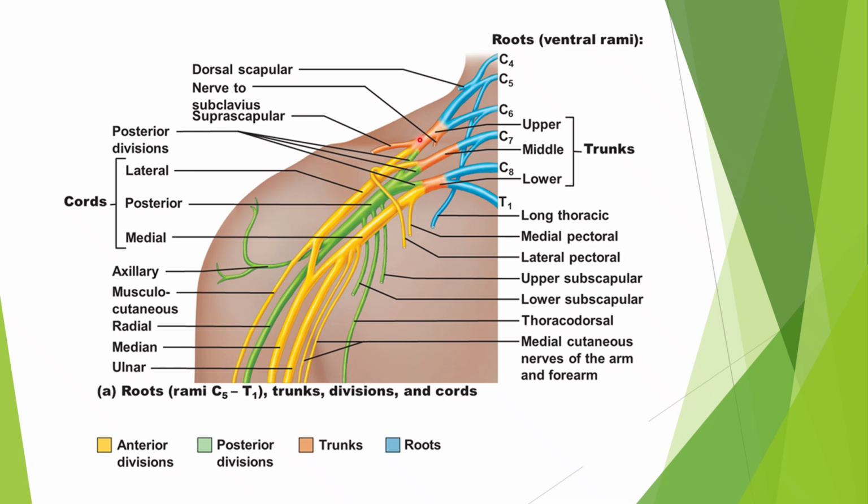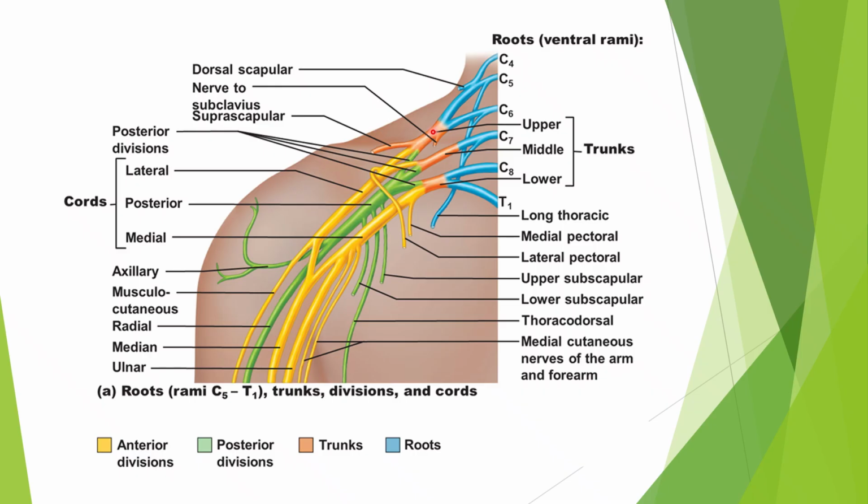Each of these trunks divides into ventral or anterior divisions, and dorsal or posterior divisions. So these are the divisions. Ventral is represented by yellow, the dorsal is represented by green.